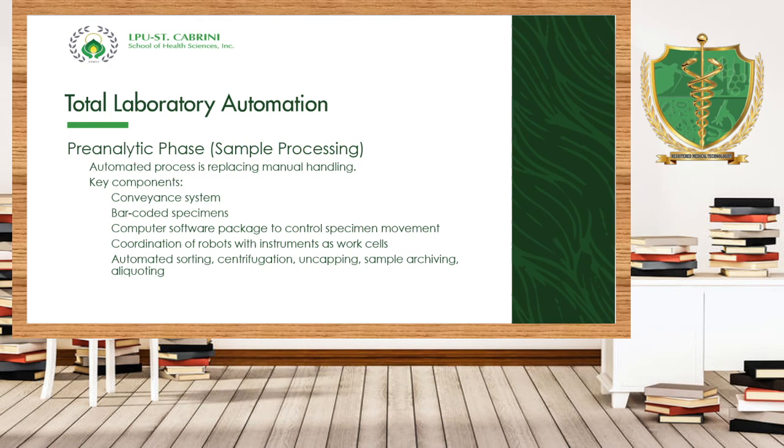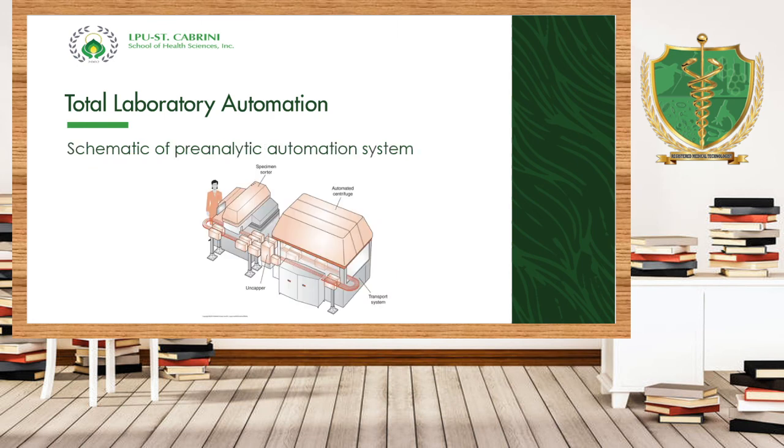You have the conveyance system, the barcoded specimen, mas madali nang makikita, malalaman kung ano yung test, computer software package. So the specimen movement is seen. Anong specimen ang tinetest niya? Nakikita po yun doon. Coordination of robots with instrument as work cells and automated sorting, centrifugation, capping, sample, and touching. We have here a total laboratory automation.